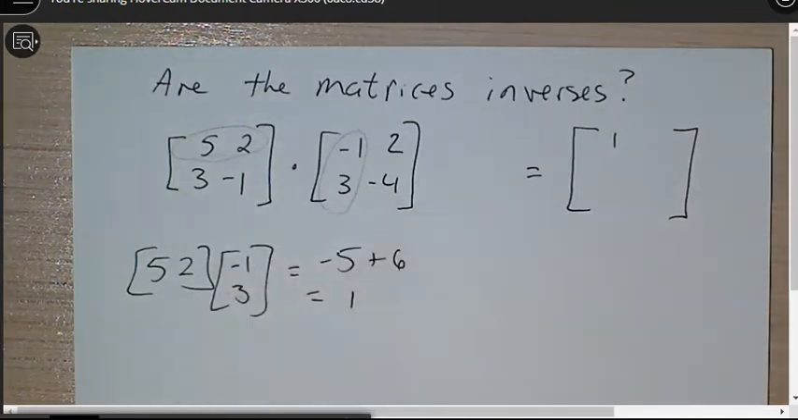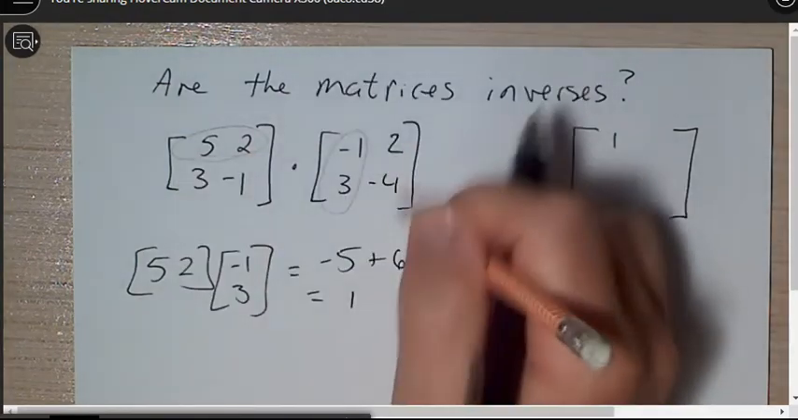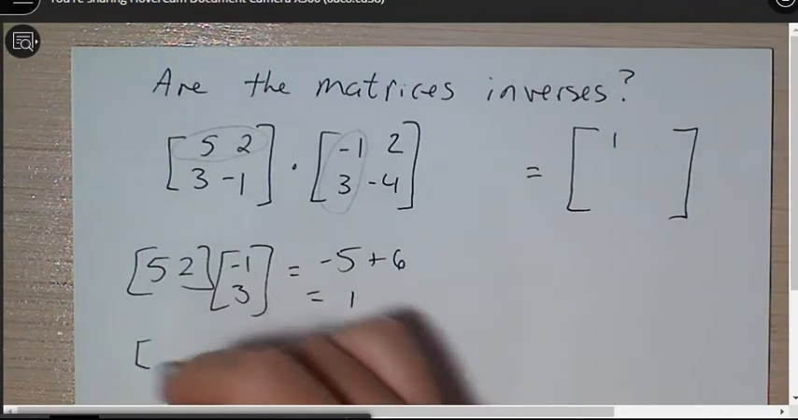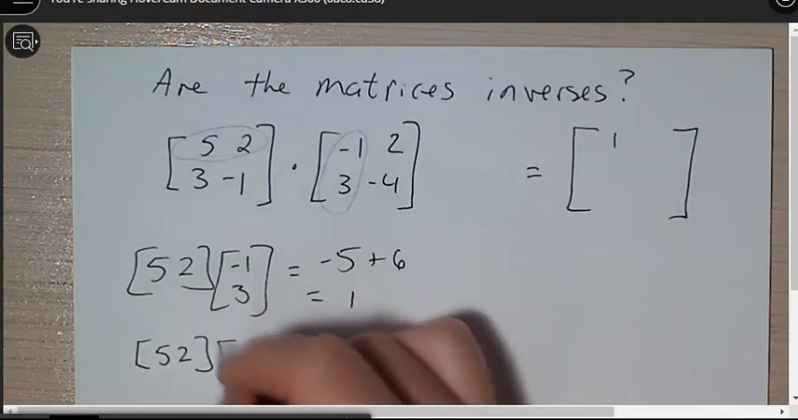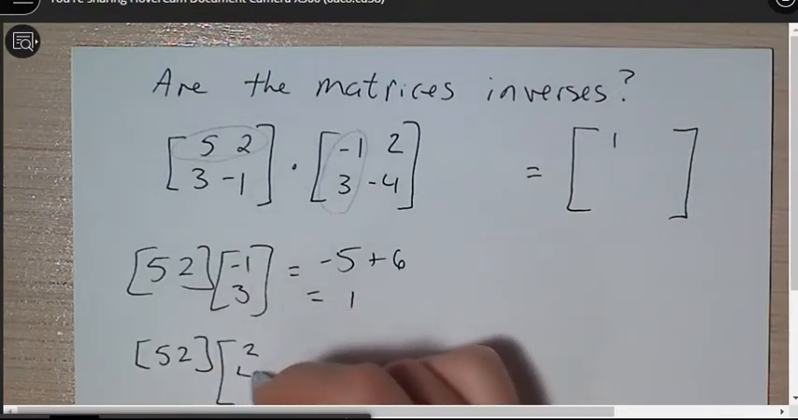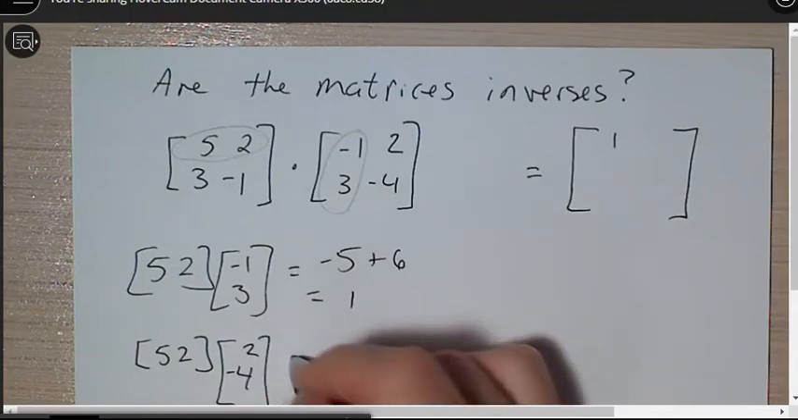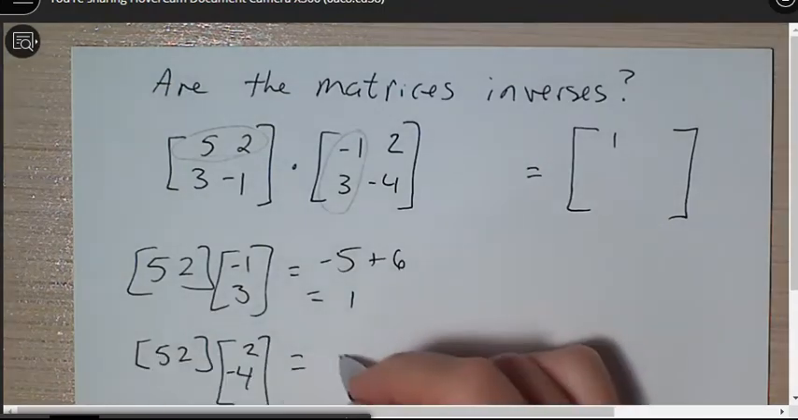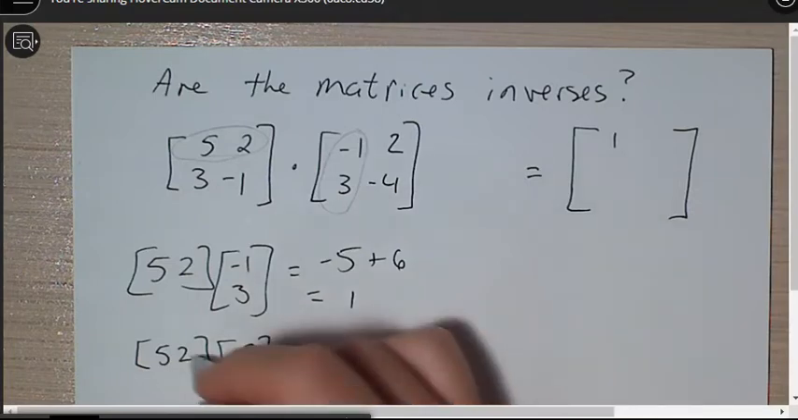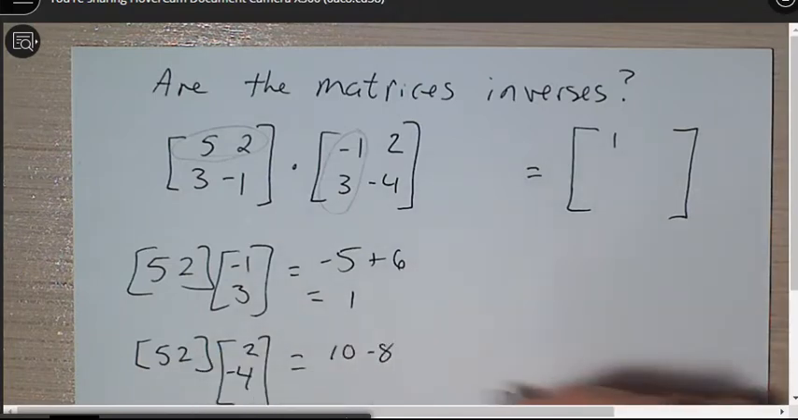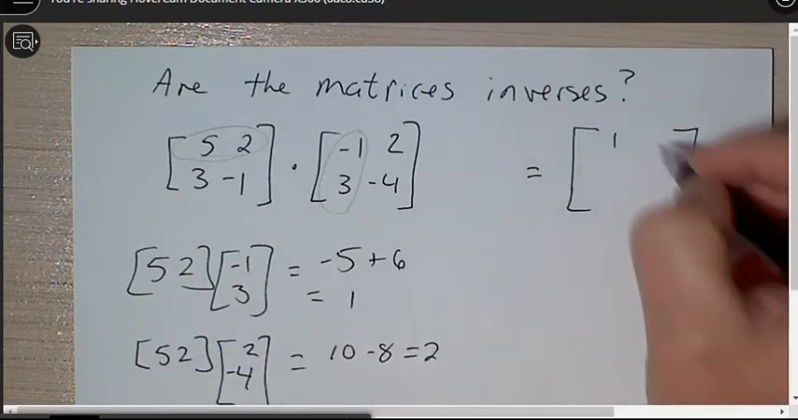So we're going to take the next row we have here and multiply it by the next column. We're going to take 5, 2, and multiply it by 2, -4. 5 times 2 is 10. 2 times -4 is -8. 10 minus 8 is 2.